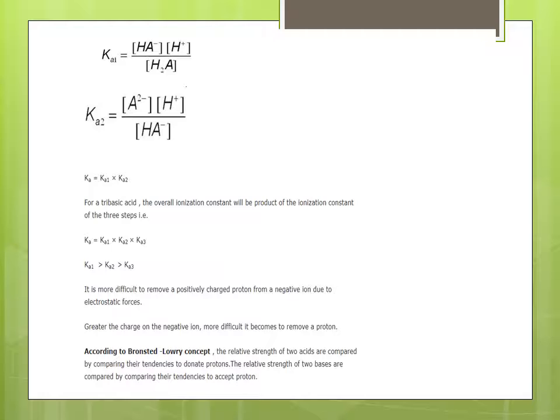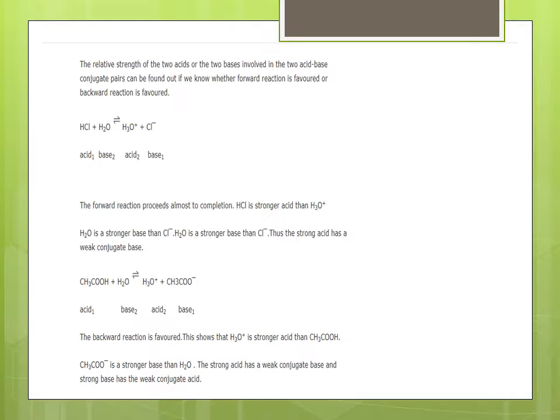According to the Bronsted-Lowry concept, the relative strength of two acids is compared by comparing their tendencies to donate protons. The relative strengths of two bases are compared by comparing their tendencies to accept protons. Now the relative strength of two acids and the two bases involved in the two acid-base conjugate pairs can be found only if we know whether the forward reaction is favored or the backward reaction is favored.